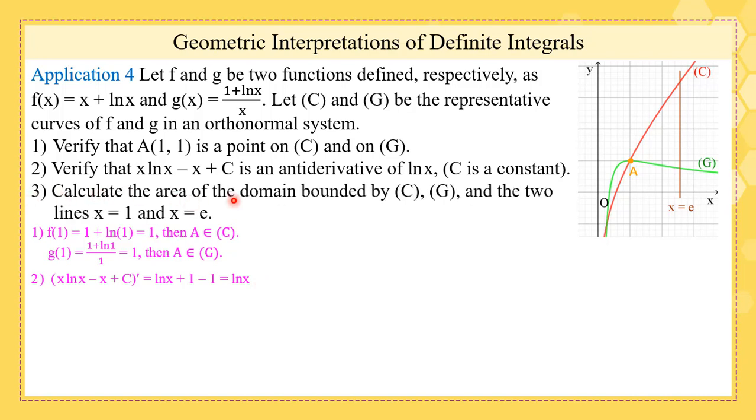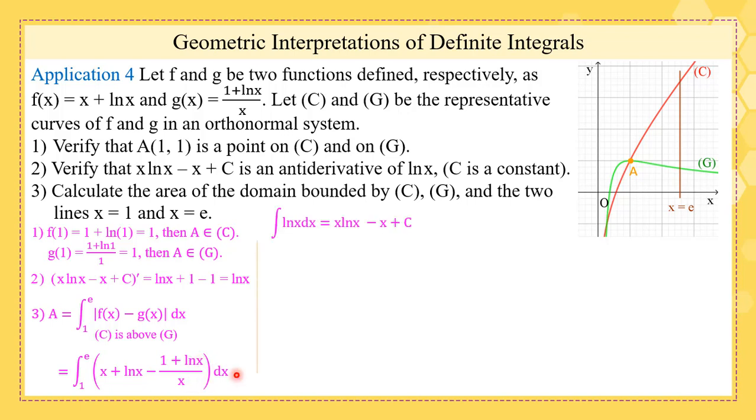3. Calculate the area of the domain bounded by C and G and the two lines x equal 1 and x equal e. Pause the video, then solve. Solution: A equal integral from 1 to e of the absolute value of f of x minus g of x dx. Since c is above g, then the value within the absolute value is positive. Then we remove the absolute value without change. Then we have integral from 1 to e of x plus ln x minus 1 plus ln x over x dx.